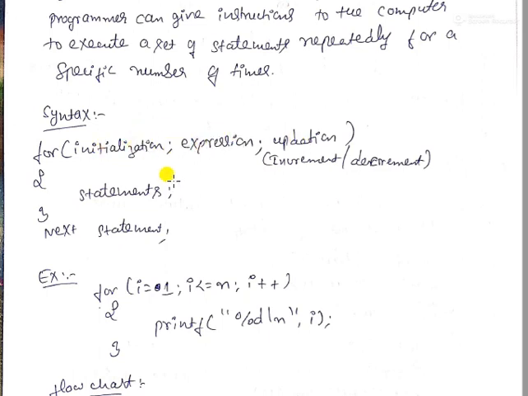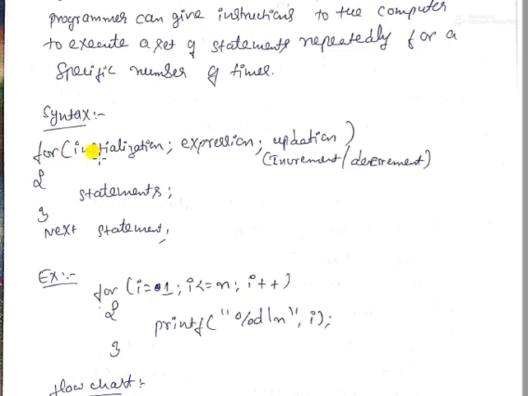What does a semicolon indicate in a C program? The end of a statement. So first initialization ends with a semicolon, expression ends with a semicolon, and last is updation. In the place of updation, you can also write initialization values or any other expression values. Any assignment values you can write in updation, not only increment or decrement.